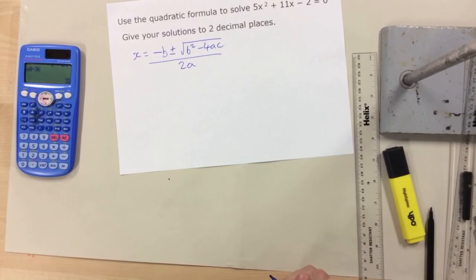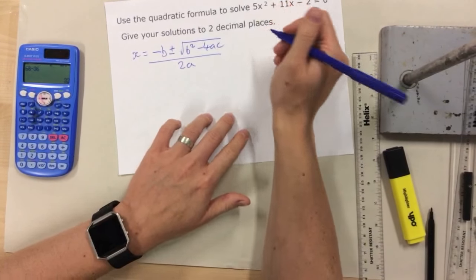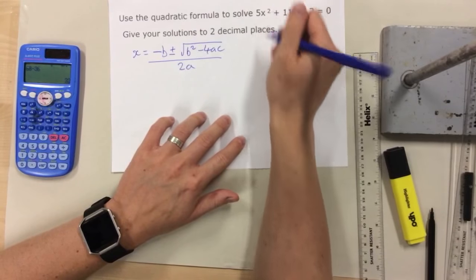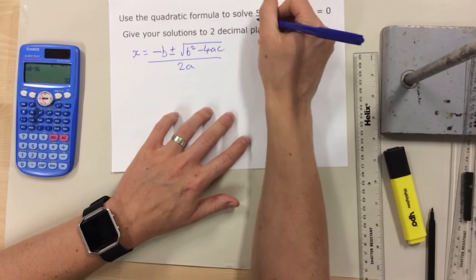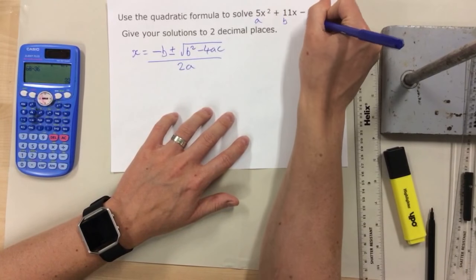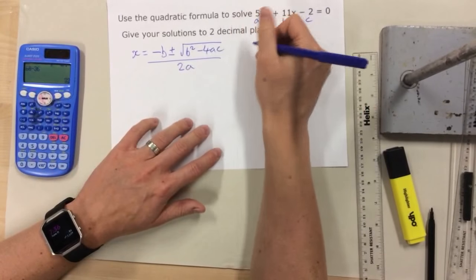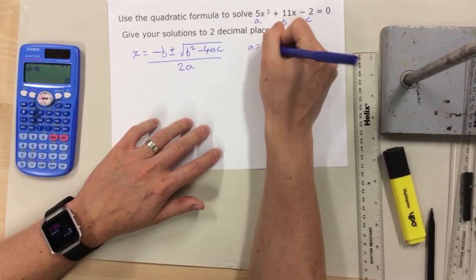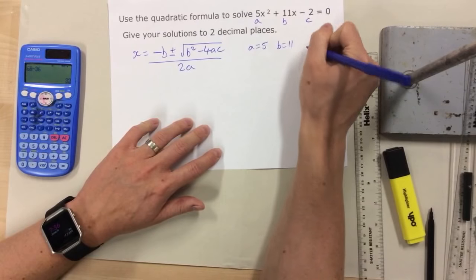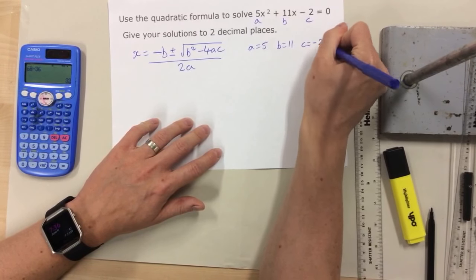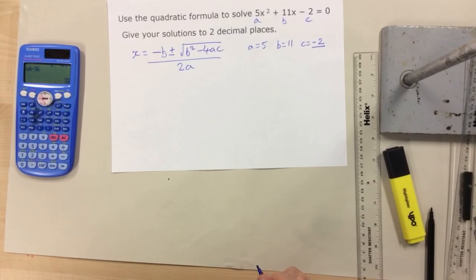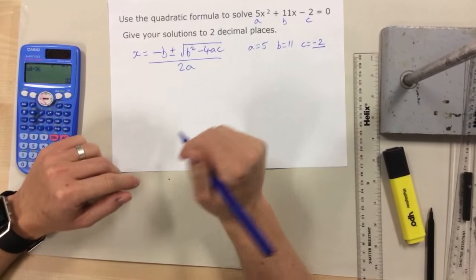Perfect. Brilliant. Okay, so I'm just going to label here, just so I can show the examiner exactly what I'm doing. I'm going to write down what my a, b, and c are. Now, I know some people like to write it on like that, which is absolutely brilliant. You know what you're talking about, but just show them that even more. So a equals 5, b equals 11, c equals negative 2. Now, it does matter that that's negative. We're now just going to substitute straight into the formula.